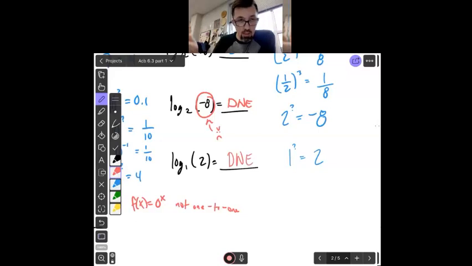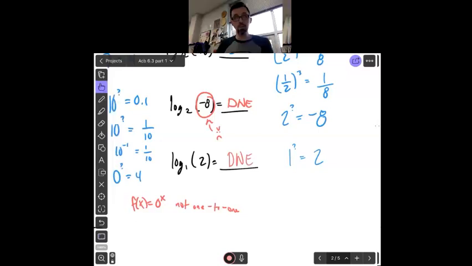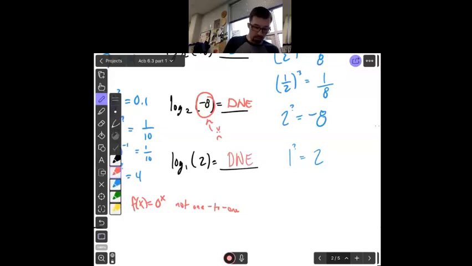Because 1 to the what? Any power is what? 1. Yeah, right. So there's nothing I can raise 1 to get 2, right? So that doesn't work, right? And why doesn't it work? Because we're not allowed to take log base 1. And again, it's the same reason, because this is not 1 to 1. So it does not have an inverse. Okay? Cannot take log base 1 of something.